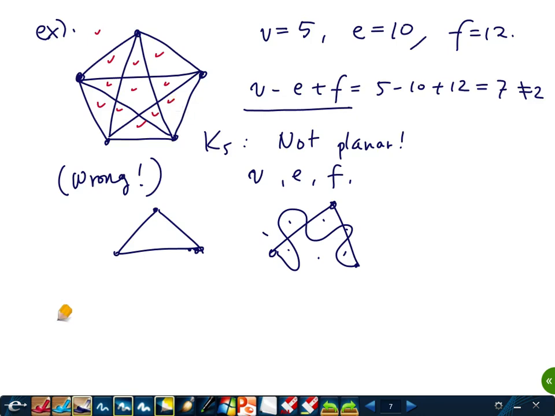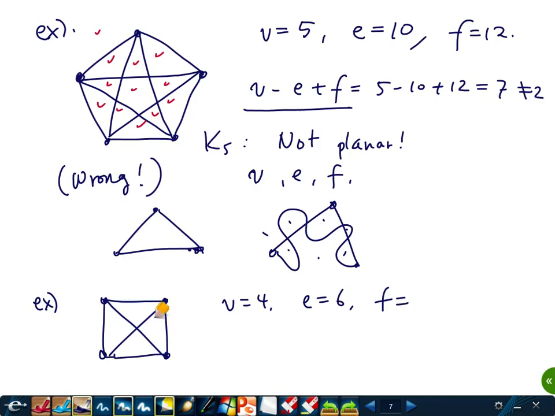Because if this is a good and valid proof, you can also prove that K4 is also non-planar because V equals 4, E equals 6. What is F? If you count the faces like 1, 2, 3, 4, 5, this is 5. 4 minus 6 plus 5 equals what? 3. This is not equal to 2. You can conclude that this is also non-planar, but we already saw that this is planar. Okay? So you cannot really do this.